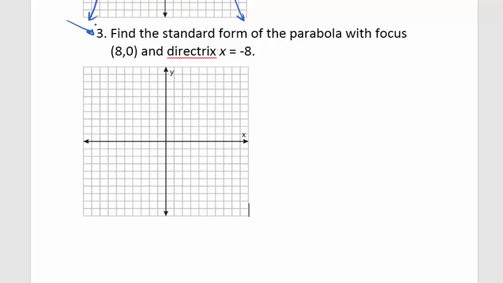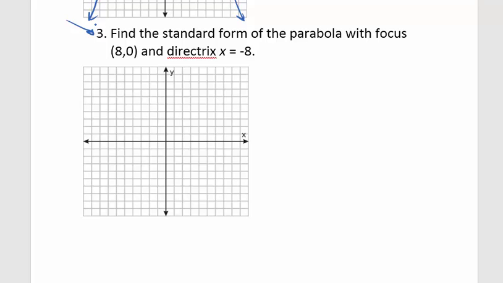All right, let's take a look at question 3. Find the standard form of the parabola with focus at 8, 0 and the directrix at the line x equals negative 8. So we're kind of shifting gears here a little bit now. Before we were looking at equations and graphing them. Now we're going to look at some information about the graph and write the equation.